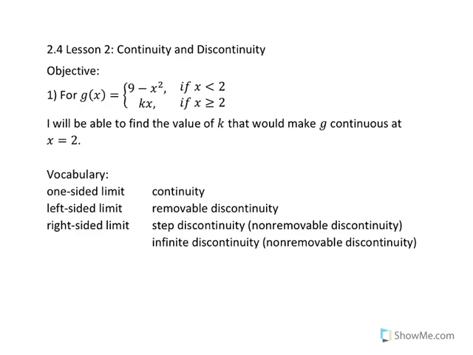2.4 Lesson 2, Continuity and Discontinuity. Our objective for today is this one here. Number one, we have this piecewise defined function g of x. It is defined as 9 minus x squared for values from the domain that are less than 2, and it is defined as some constant k times x for values from the domain that are greater than or equal to 2. So we have a piecewise defined function, and the transition point is at x is equal to 2.